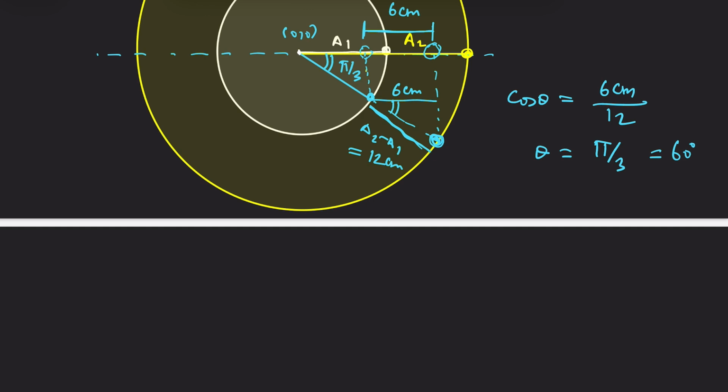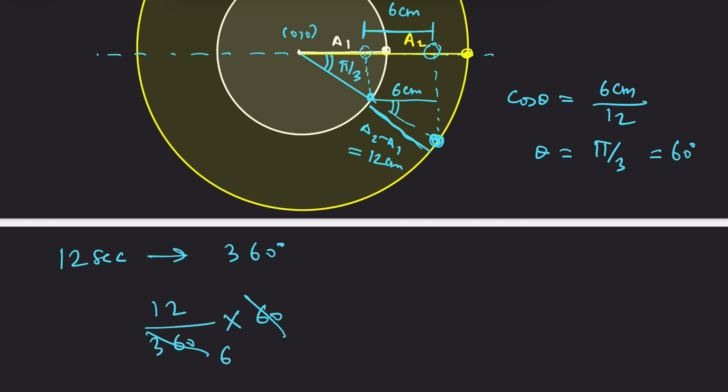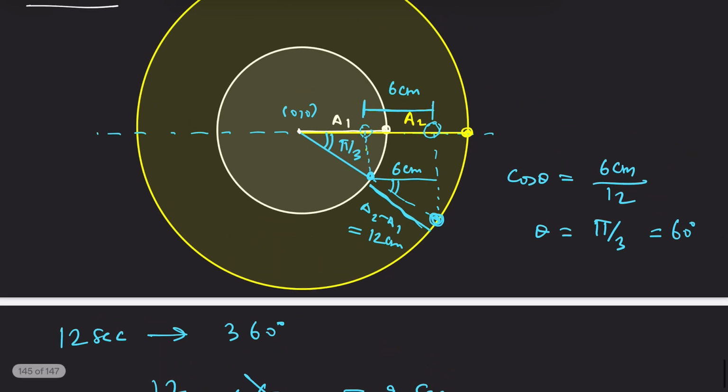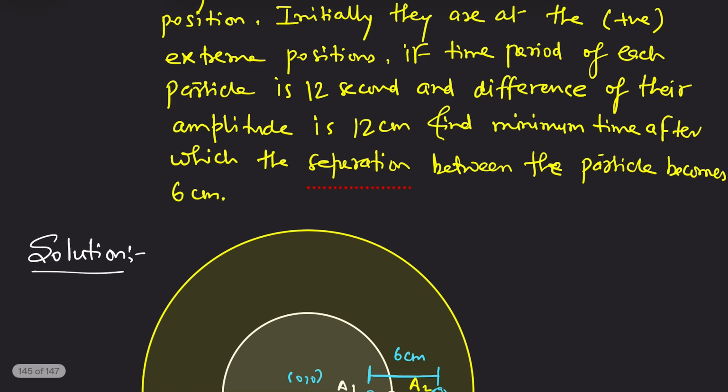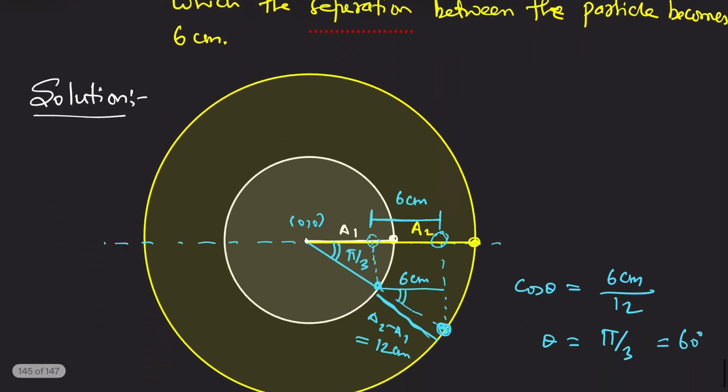Time period is given as 12 seconds, and in 12 seconds you cover 360 degree. So the time to cover 60 degree is 12 seconds per 360 degree into 60 degree, which is 2 seconds. So the answer is 2 seconds. This problem can be solved very elegantly using the phasor diagram. I hope you understood this method.